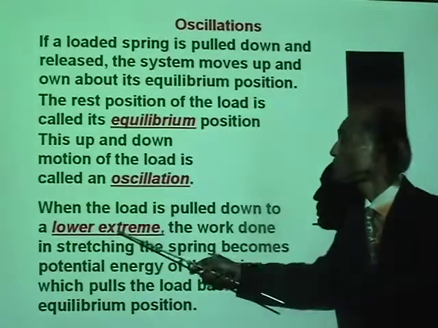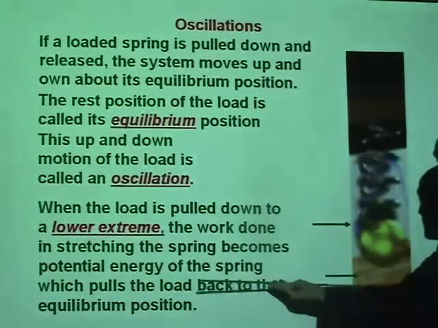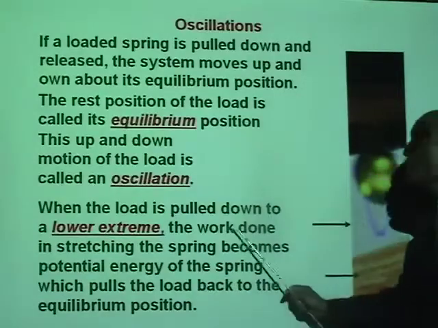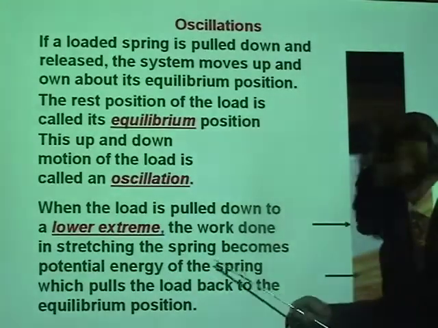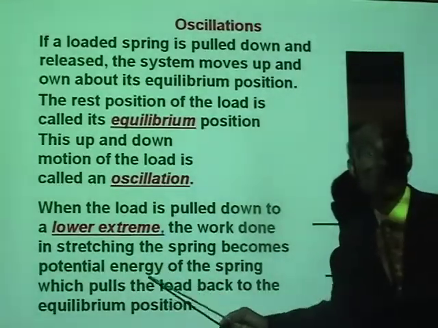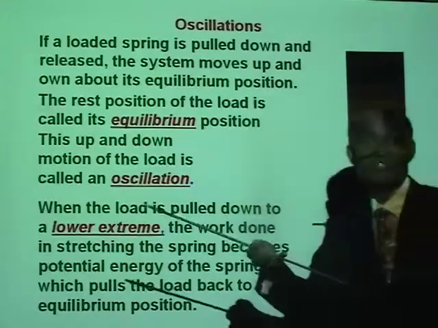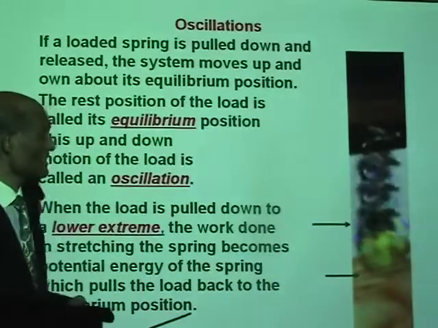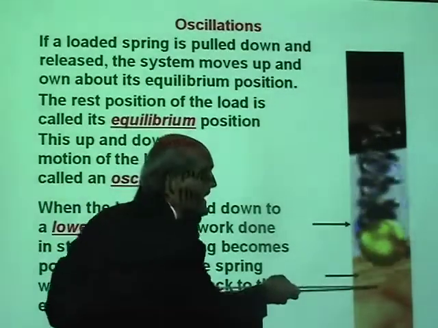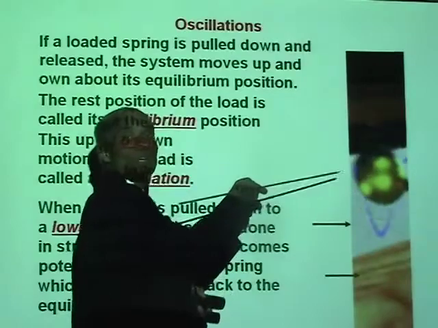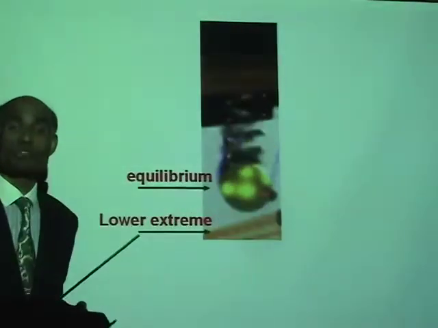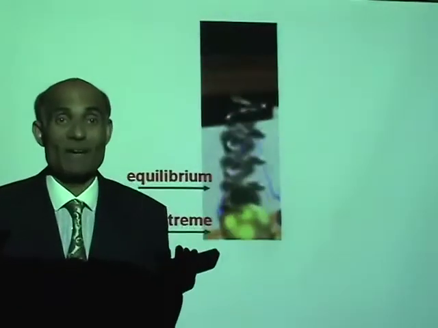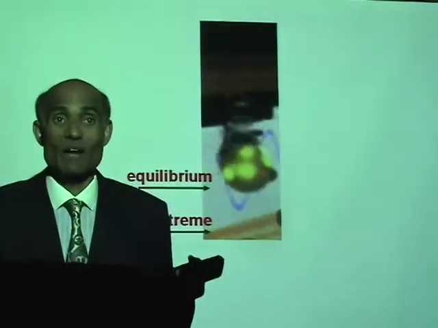When the load is pulled down to the lower extreme, this is the lower extreme, the work done in stretching the spring becomes potential energy of the spring, which then pulls the load back, giving it kinetic energy. That means the load will now rush back to the equilibrium position. Alright? And now, when it gets back to the equilibrium position, can the load stop there? No, it cannot. Why not?